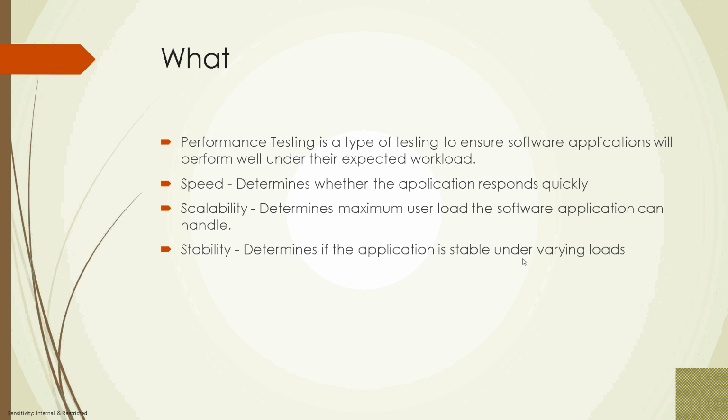Speed is nothing but how quickly your application responds to whichever load you give. And scalability is how many maximum users your software application will be able to handle on the architecture you have given, and how much load the system is able to handle. That is what scalability means.